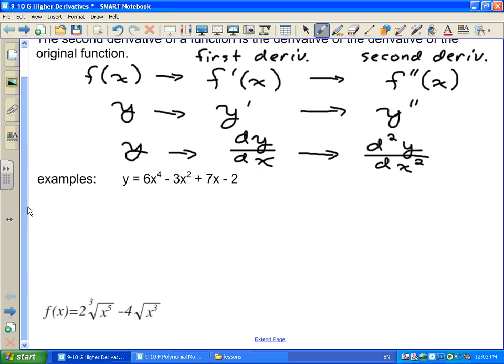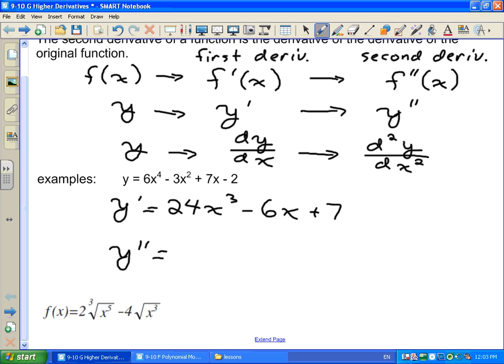I've got a function y equals 6x to the power 4 minus 3x squared plus 7x minus 2. And if I take the derivative, y primed, I can do this term by term, apply the power law here to get 4 times 6 is 24, x cubed minus 6x plus 7, and that negative 2, because it's a constant, is just going to go away when we take the derivative. The derivative will be 0. Then I can go ahead and take the second derivative here. So that's just taking the derivative of y prime.